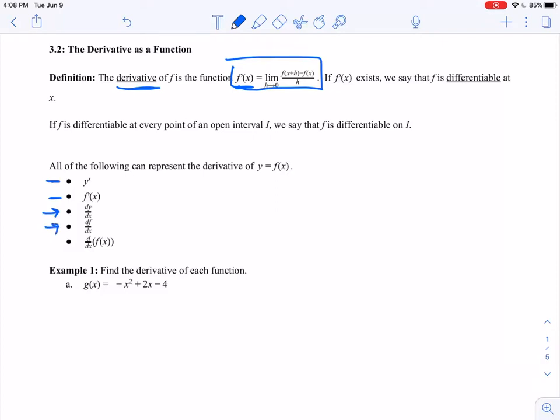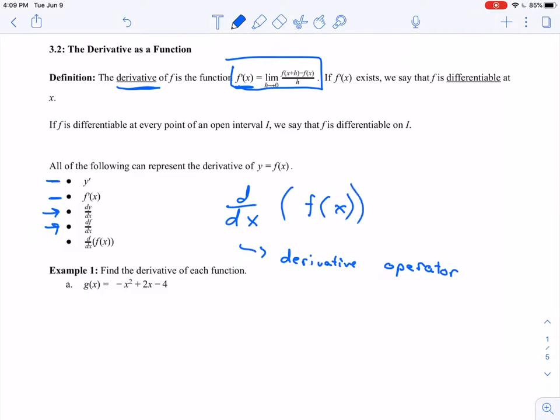We may say df dx, so this is kind of similar. Again, we're just talking about the instantaneous rate of change of f with respect to x. And then this guy right here is a little bit different. I want to talk about it. This d over dx has a fancy name. It's called the derivative operator. And it's really telling you to do something. This says take the derivative of this function.